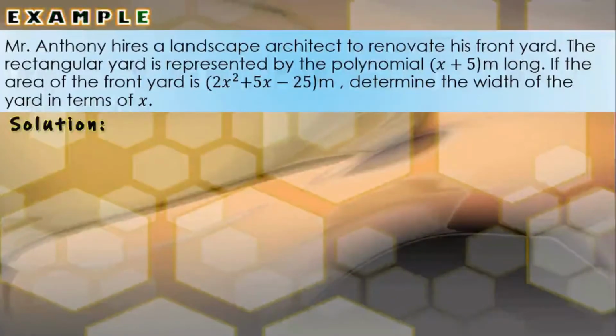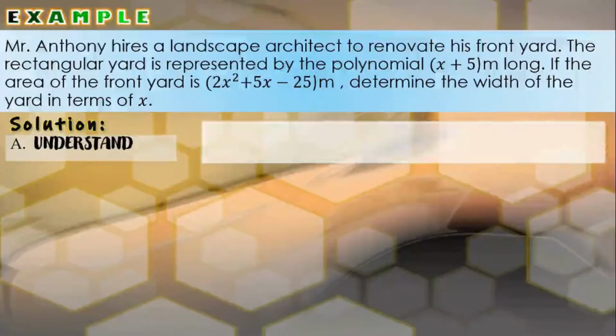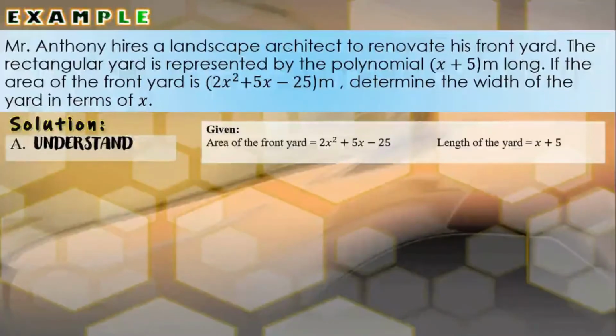Again, our solution, we have to follow the 4 steps. So, ang unang step natin, again, is to understand. So, we have to identify what are the given. So, ang mga given natin, una, is yung area ng front yard, which is 2x squared plus 5x minus 25. And then, the length of the yard, which is x plus 5. Now, we have to determine the width of the yard in terms of x.